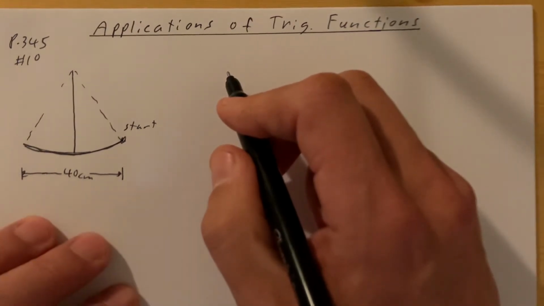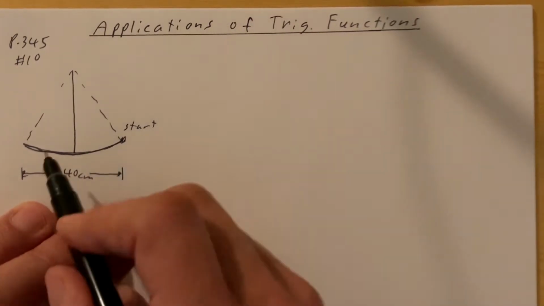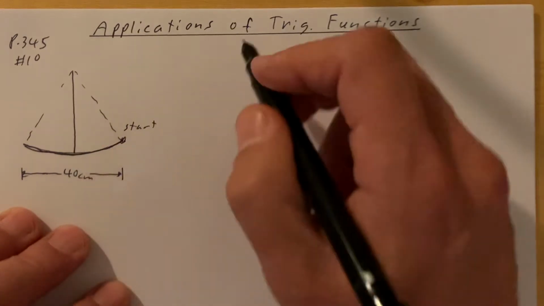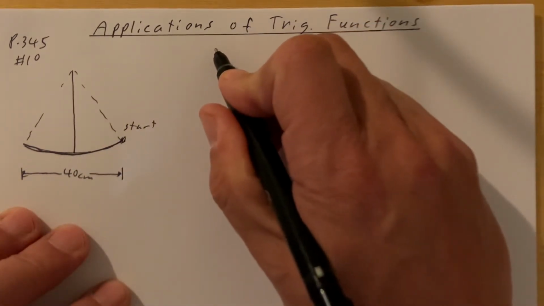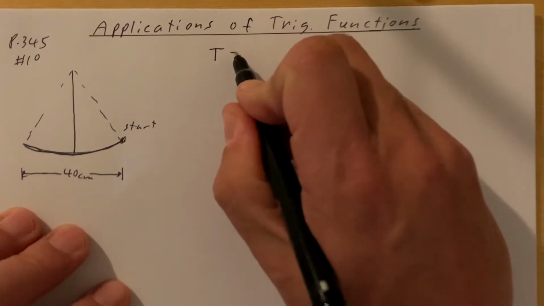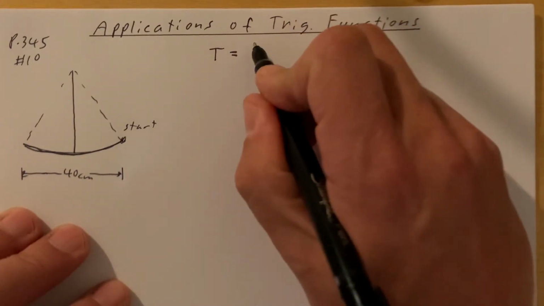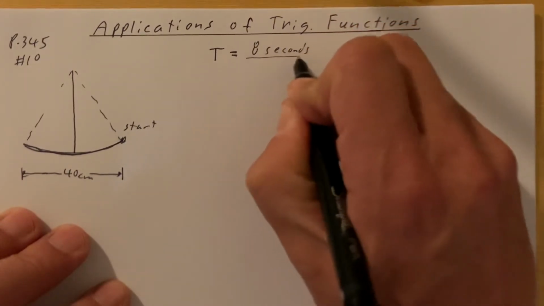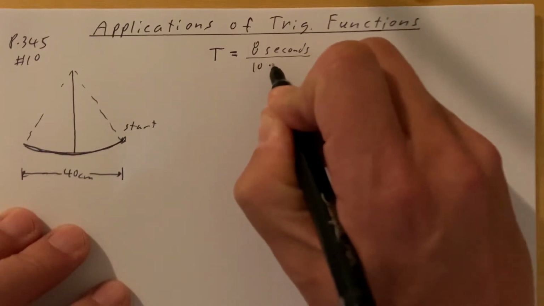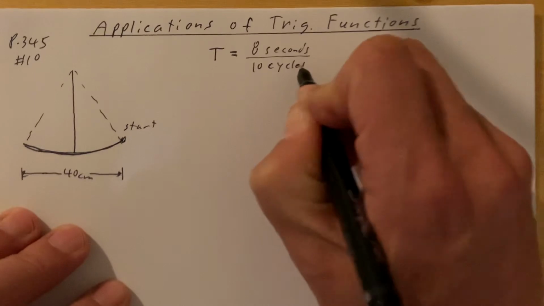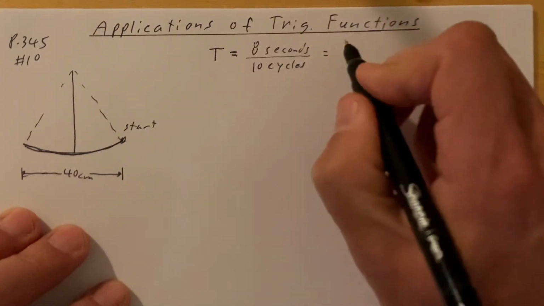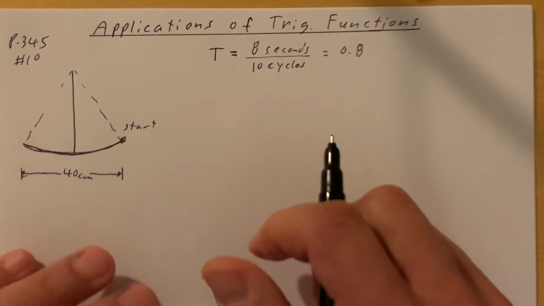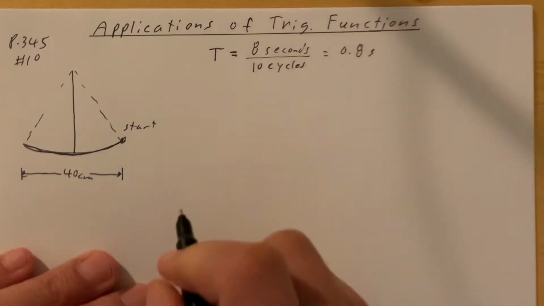Now, the time it takes to do one full cycle. If it does 10 cycles in 8 seconds, let's see the time it takes for one cycle. We're going to call that the period, so go through one cycle in the graph. So the period is 8 seconds for 10 cycles. 8 divided by 10 is 0.8, so that's going to be the period. The time for one cycle is 0.8 seconds.